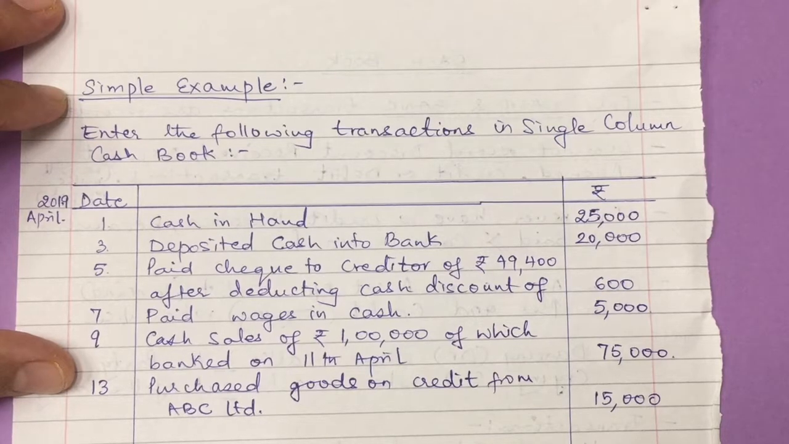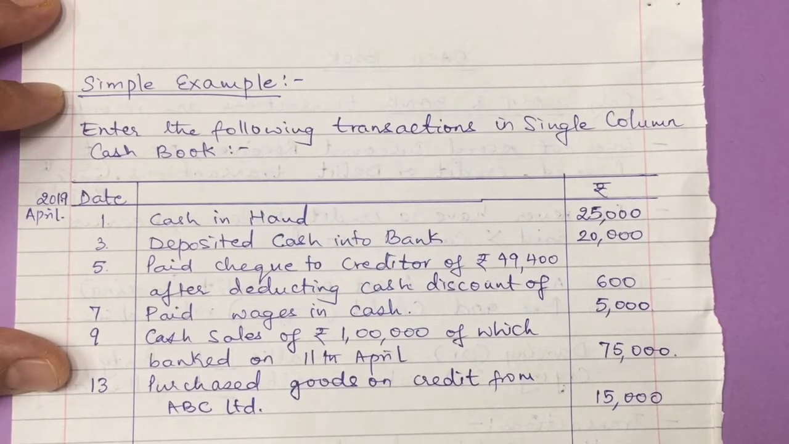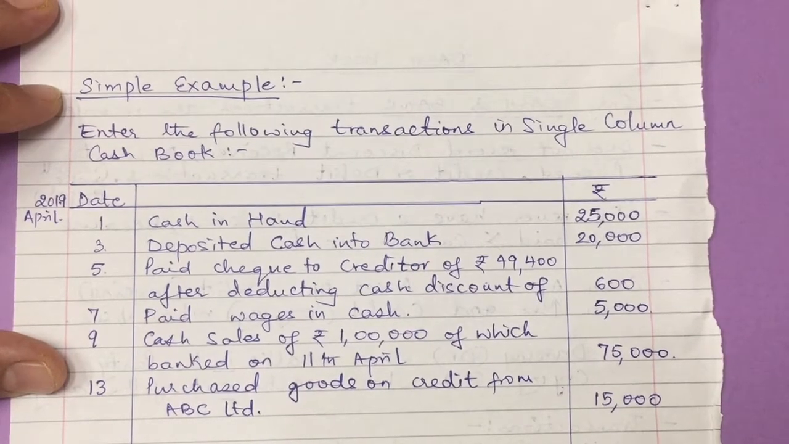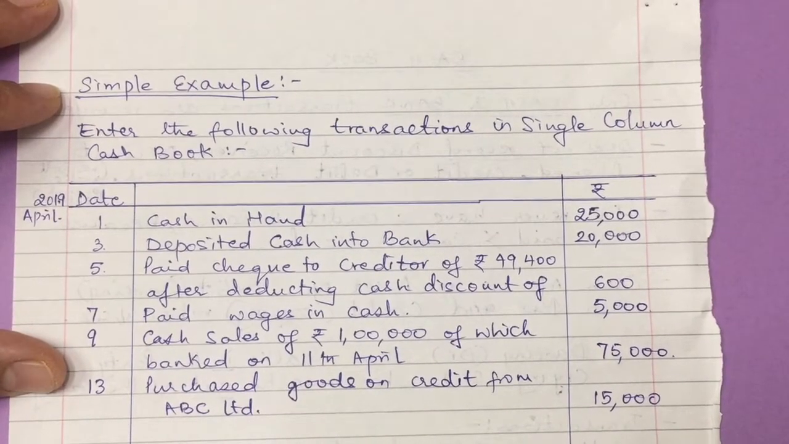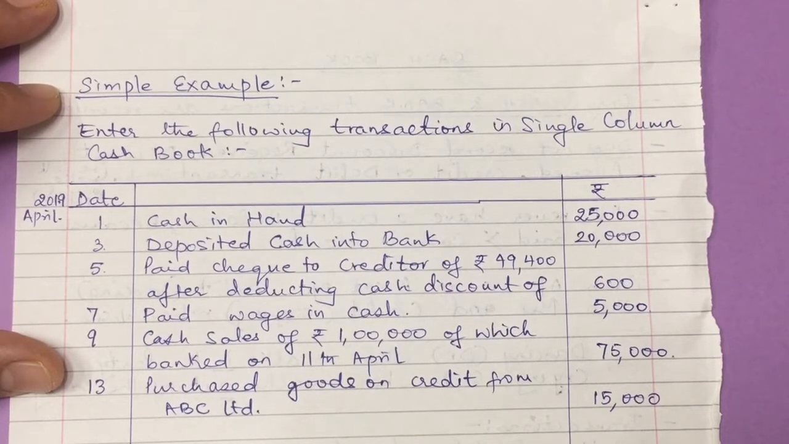Now let's take an example of single column cash book. Now there are transactions mentioned here. Cash in hand is rupees 25,000. Deposit cash into bank 20,000. Paid check to creditors 49,400 after deducting cash discount of 600 rupees. Paid wages in cash 5,000. Cash sales of rupees 1 lakh, of which banked on 11th April was 75,000 only. Purchased goods on credit from ABC Limited 15,000.